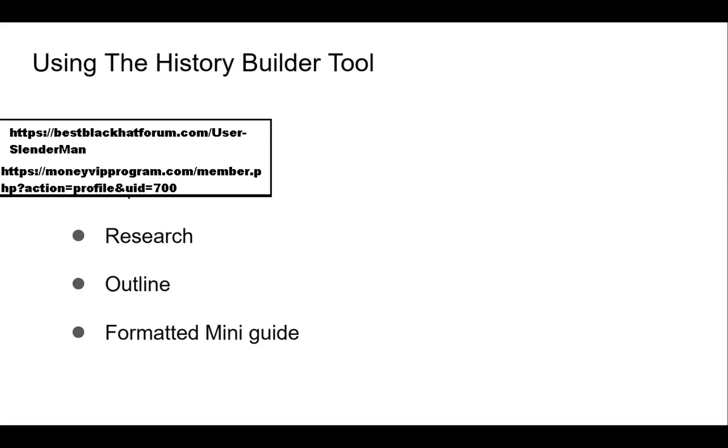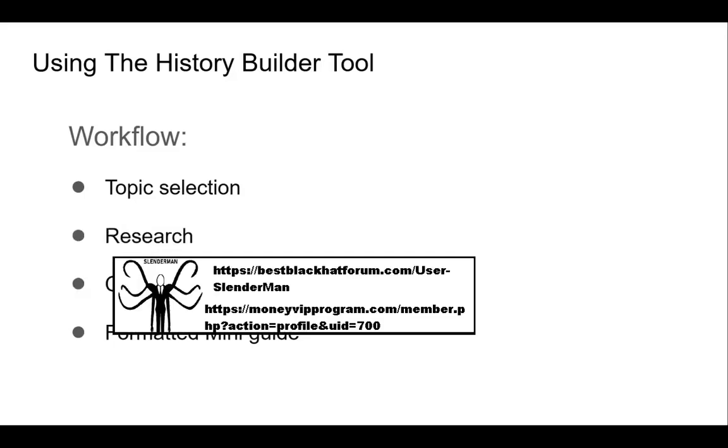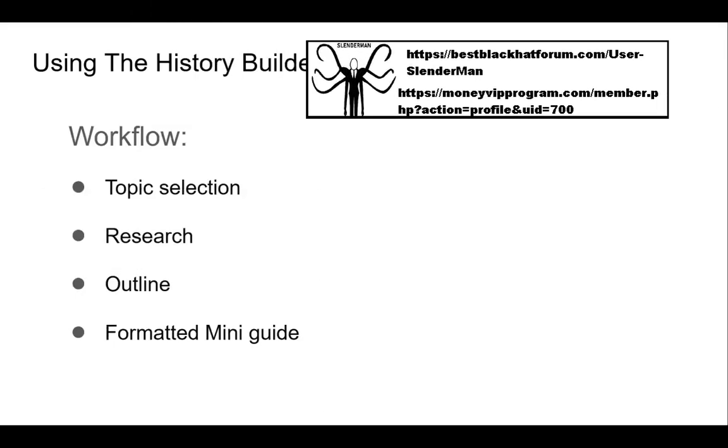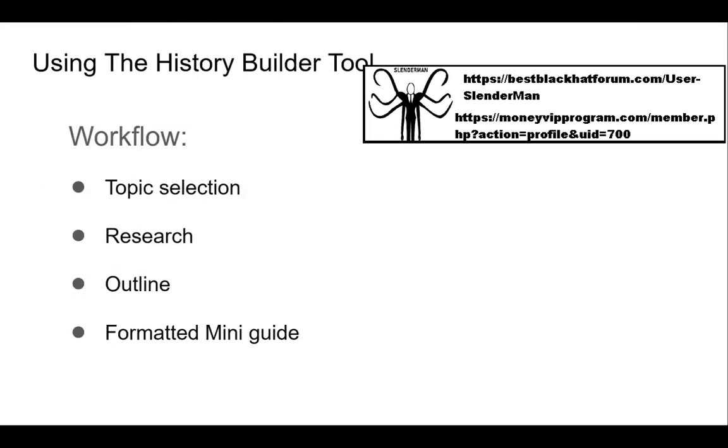And then it's going to put it together into an outline. And again, the great thing about this is the outline is going to be based on whatever type of content you've selected. Then it will put that in a formatted, what I call a mini guide, where it's basically putting together all the information and giving you the specific chapters or texts that you need, along with the research and so forth.